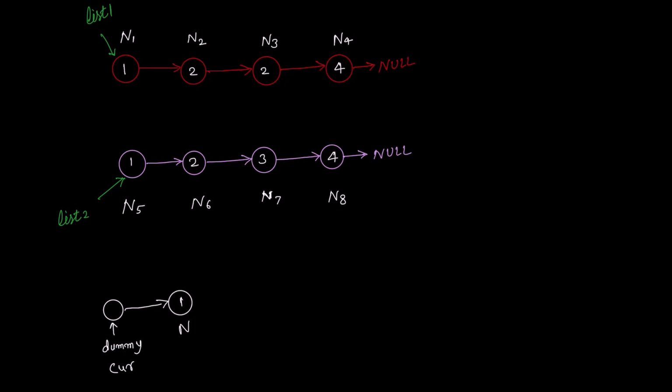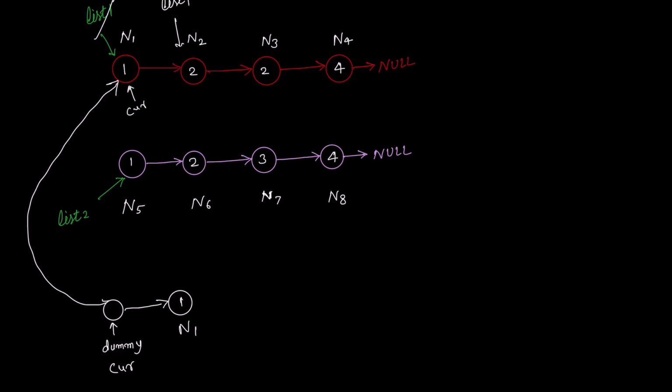This is n1. So what will happen, this dummy node will point here. Okay, so now this will be our current node, and for list 1, the first item we have already compared. So this list 1 will now point to its second item, that means its next item. So current will be this one, the first node.